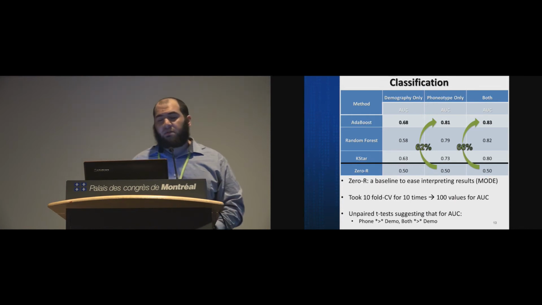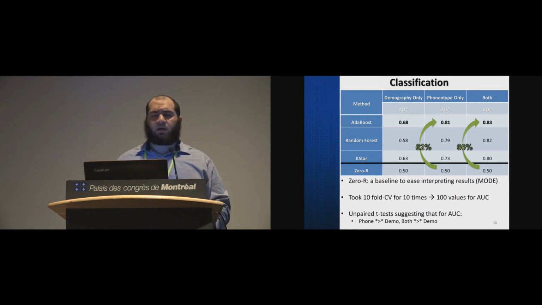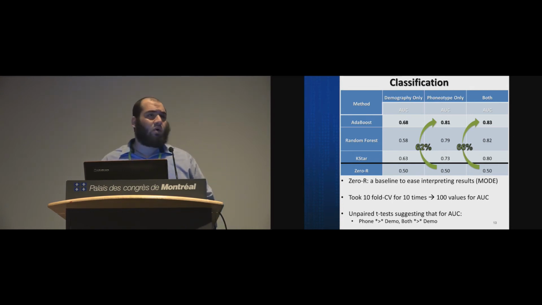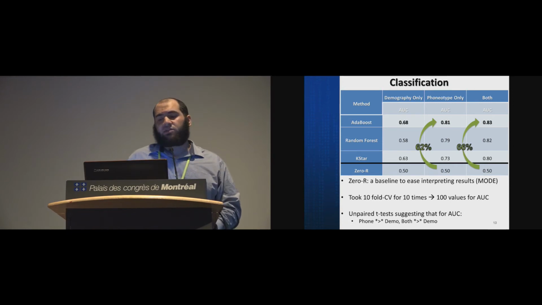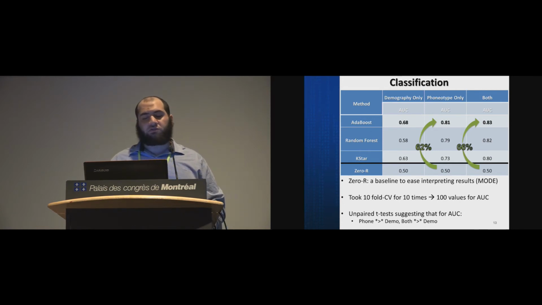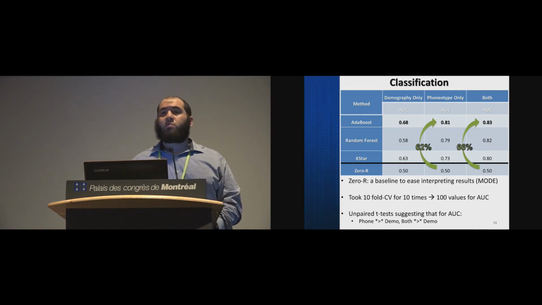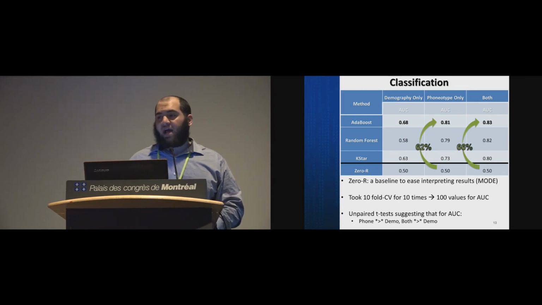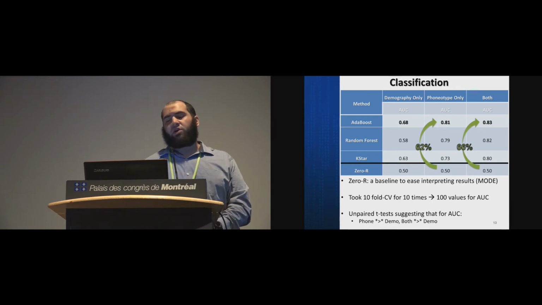We have used many famous machine learning algorithms like AdaBoost, Random Forest, K-star, and 0R, which basically facilitates interpreting the results. Basically, it's only a baseline that gives you all the time the mode of your sample data. And we have done a 10-fold cross-validation, and we repeated this experiment 10 times. So we have 100 values for AUC, which is a metric to measure the performance of machine learning models.